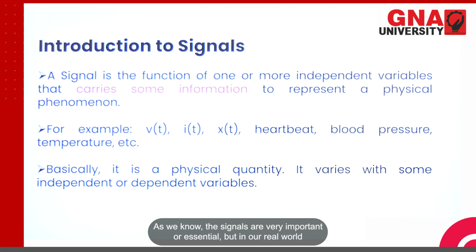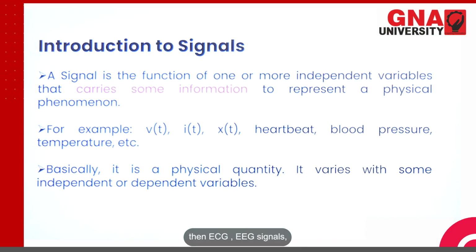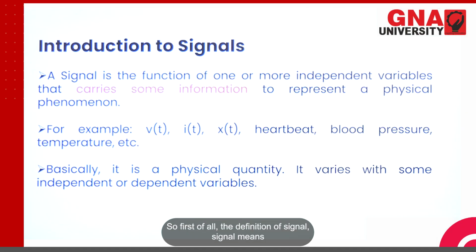As we know, signals are a very important and essential part of our real world environment. If I talk about the medical field, then ECG and EEG signals are the best examples of signals. So first of all, the definition of a signal: a signal contains some information to represent a physical phenomenon, and it is a function of one or more independent variables.